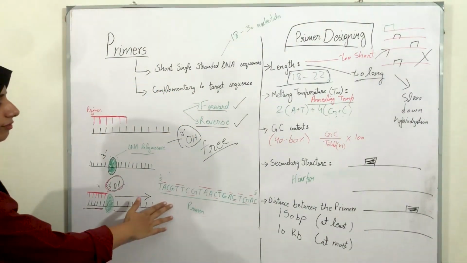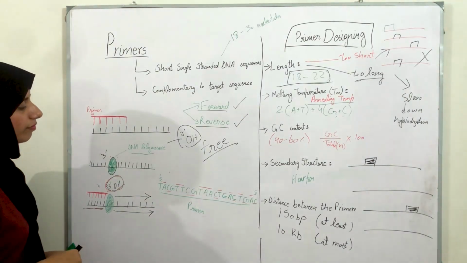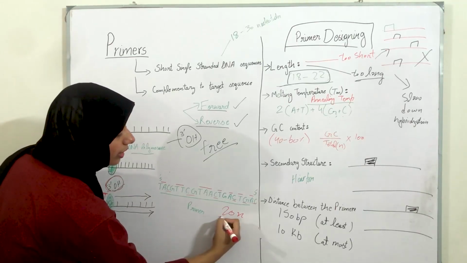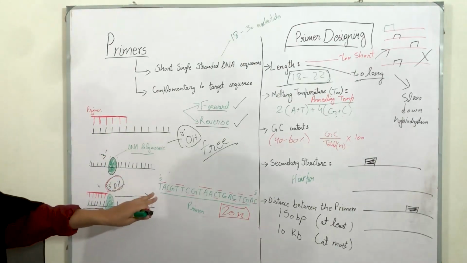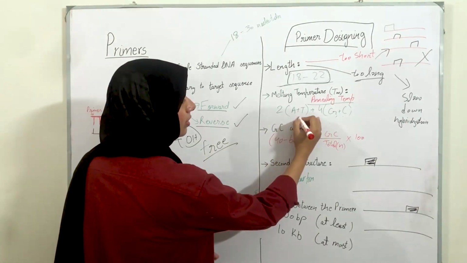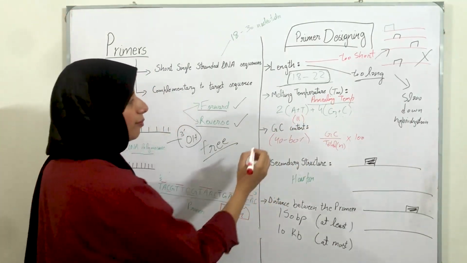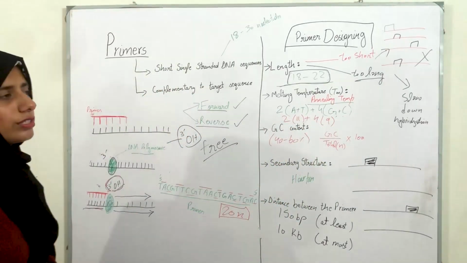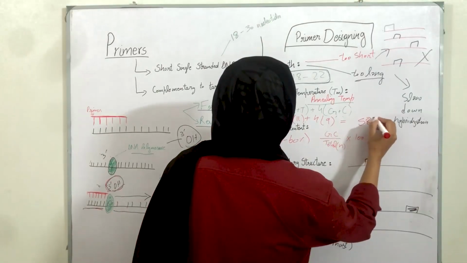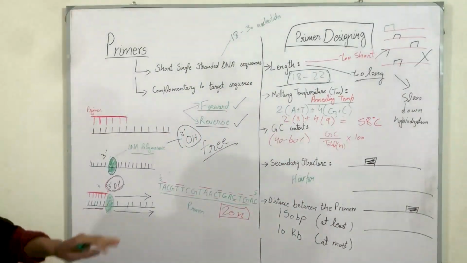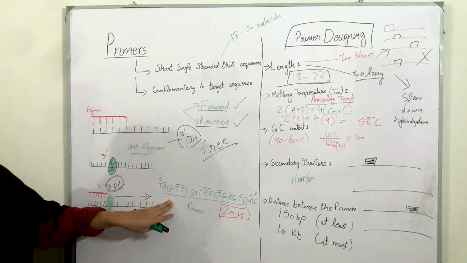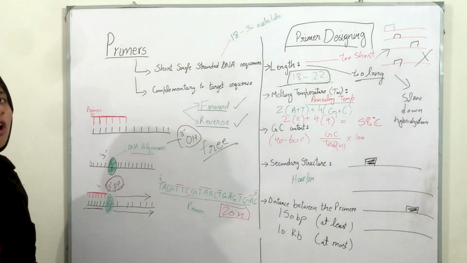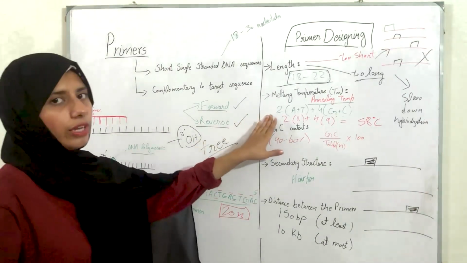So here I have an example of a primer. In this sequence, I have a total of 20 nucleotides, out of which I have 11 adenine plus thymine, and I have 9 guanine plus cytosine. That gives me 58 degrees. So the melting temperature of this primer is 58 degrees. That's how you can find out the Tm of your primers by using this formula.